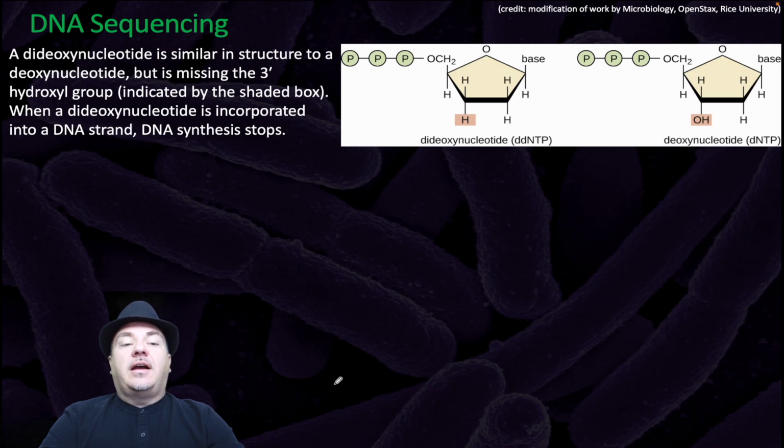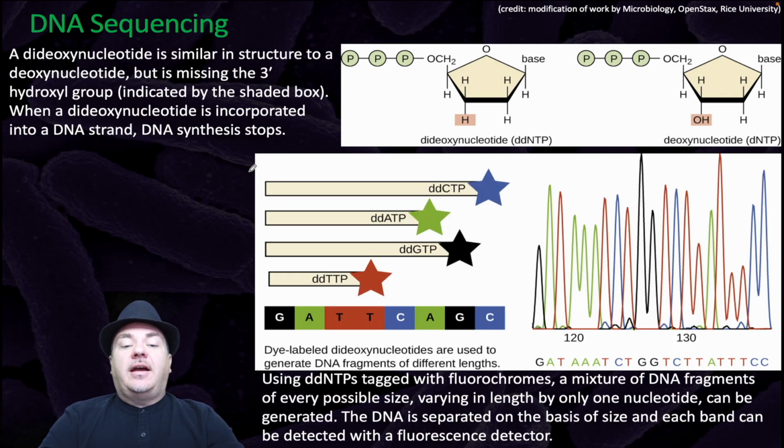First, a dideoxynucleotide is similar in structure to a deoxynucleotide, which is typically integrated into the DNA, but is missing the 3' hydroxyl group. When a dideoxynucleotide is incorporated into a DNA strand, DNA synthesis stops. Using dideoxynucleotides, which are tagged with fluorochromes, so they'll fluoresce a certain color, a mixture of DNA fragments of every possible size, varying in length from one nucleotide, can be generated. The DNA is separated on the basis of size, and each band can be detected with a fluorescence detector.